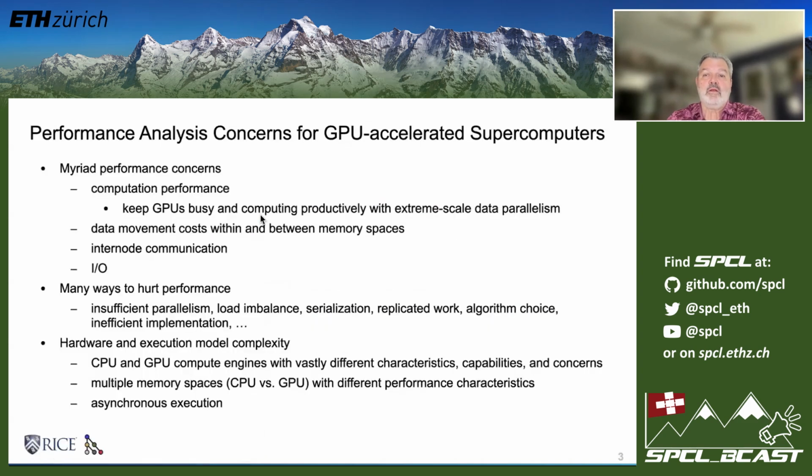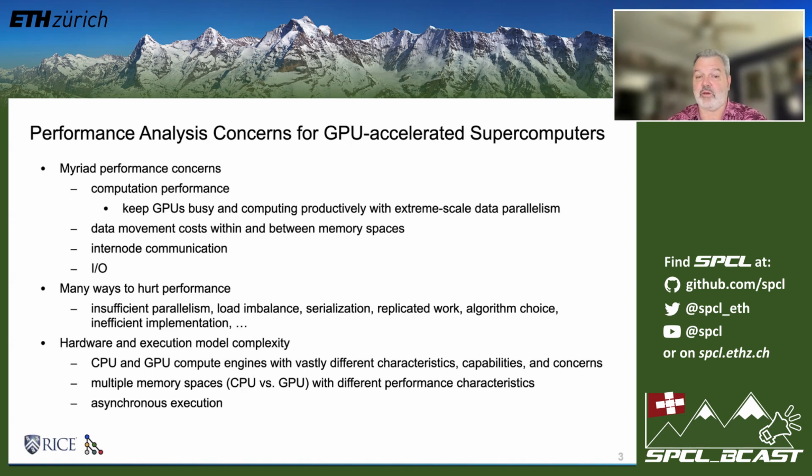So, some performance analysis concerns for GPU accelerated supercomputers. One thing is you want to make sure that you have good computation performance. We need to keep the GPUs busy and productively engaged with extreme scale parallelism. We need to minimize data movement costs within and between memory spaces. We care about communication costs between the nodes and also I/O. And there are lots of ways we can hurt performance with insufficient parallelism, load imbalance, serialization, replicated work, inefficient implementation, you name it. The challenge is that the hardware and execution models are pretty complex on these systems.